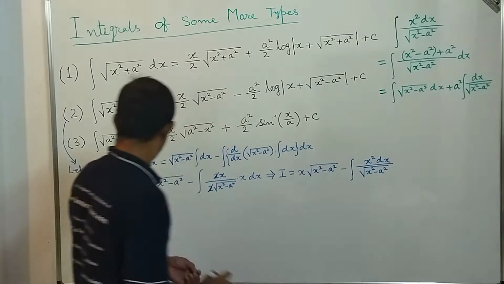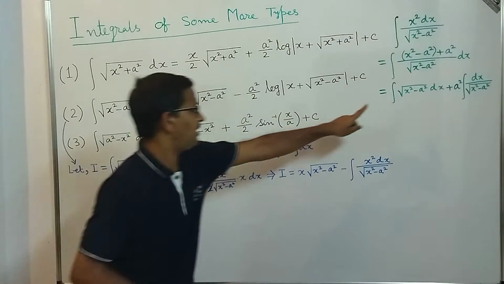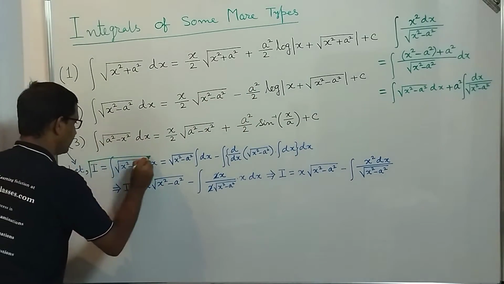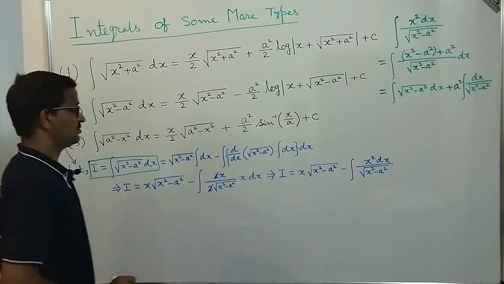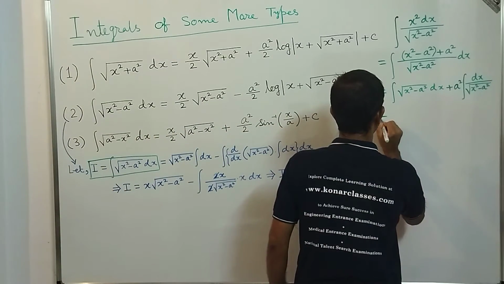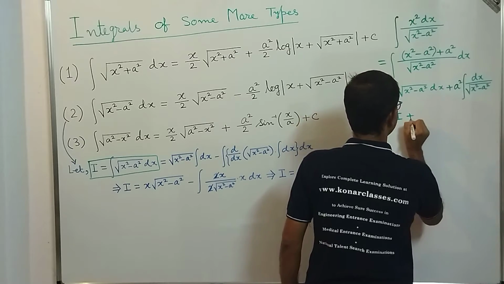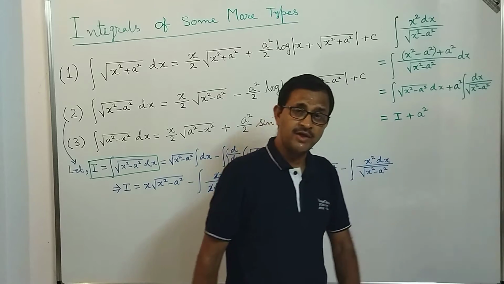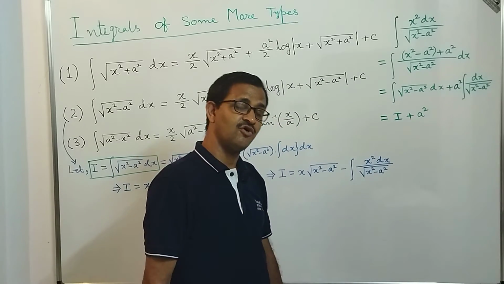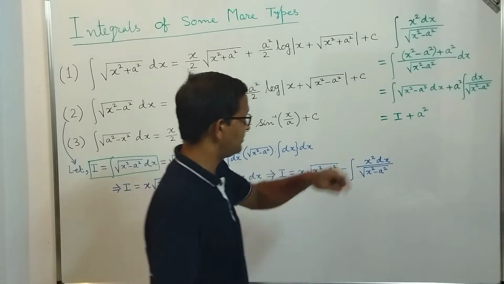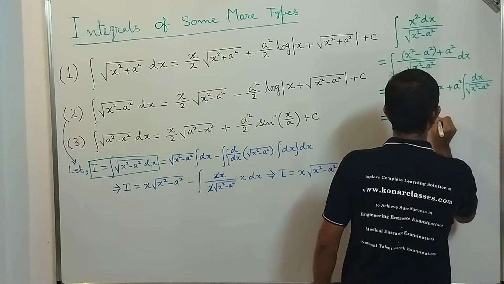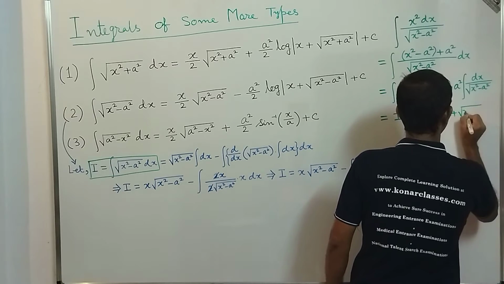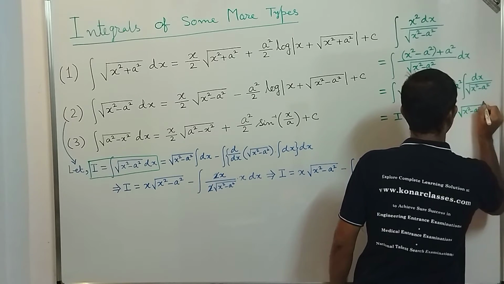So now dear students, if you look into it, what is I? I is nothing but this integration, right? This was our assumption. So what we get here is I plus a square integration dx by square root of x square minus a square. There is a formula, we have done it earlier, so we can directly write it here, and that is equal to log of mod x plus square root of x square minus a square.